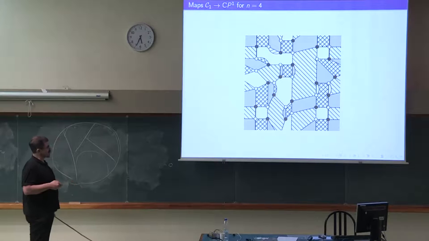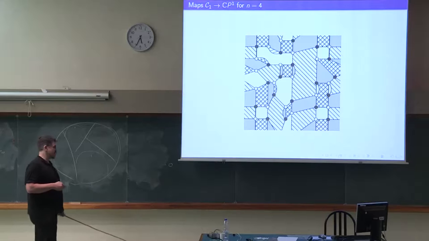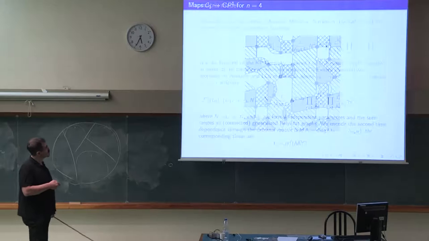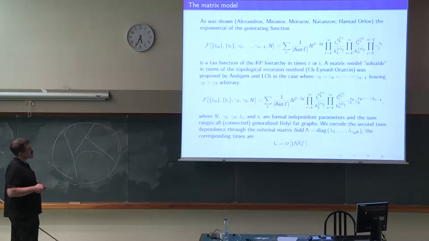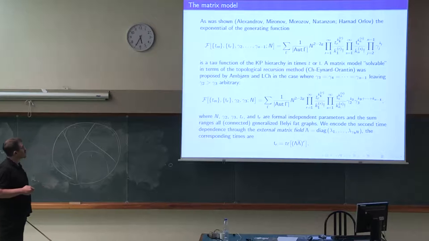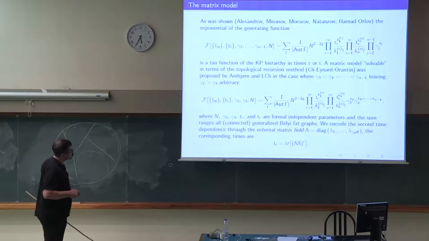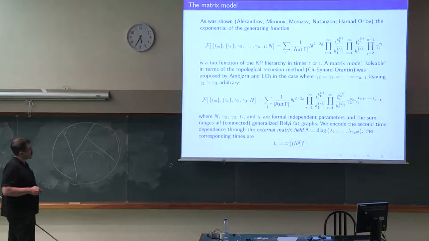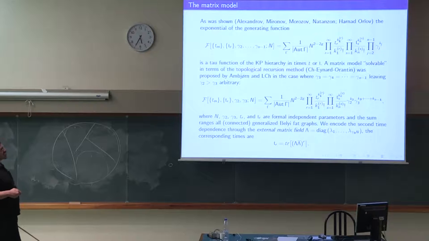So we still have some contribution from other coloring besides these two. And again, it was recently shown by these guys that the exponential of this generating function is a KP hierarchy tau function, either in times t or t tilde. Of course, we immediately tried to find a matrix model; the matrix model was also proposed in these papers, but we didn't know anything about the possibility to solve it.